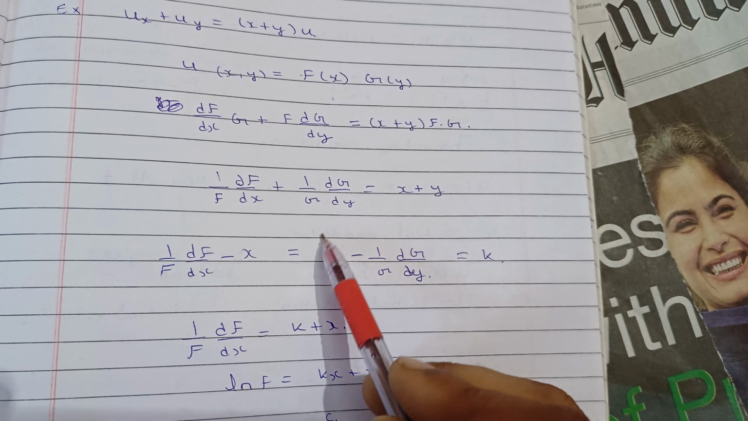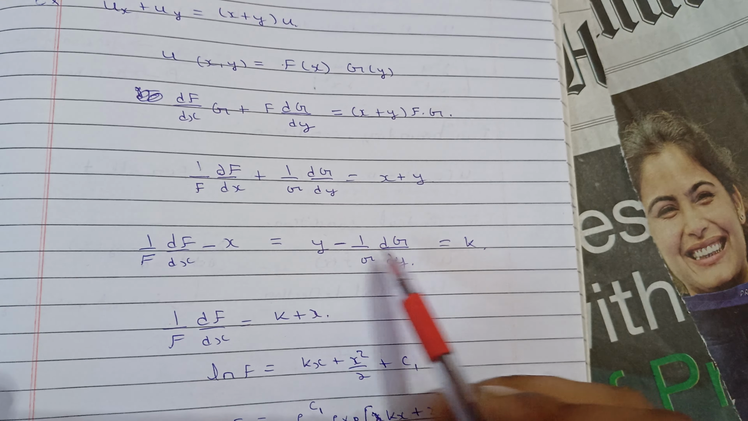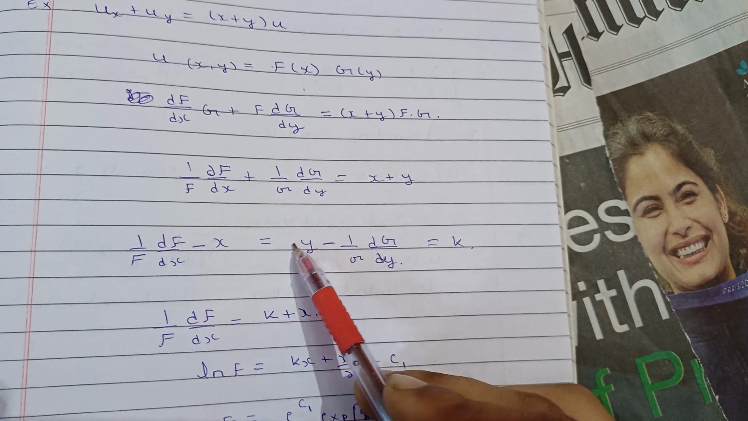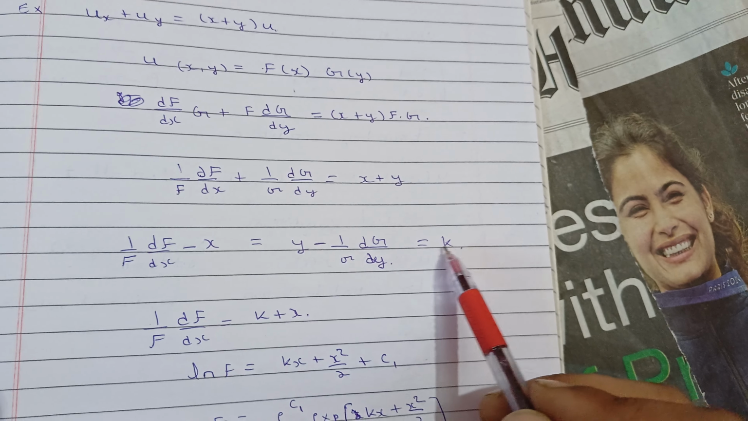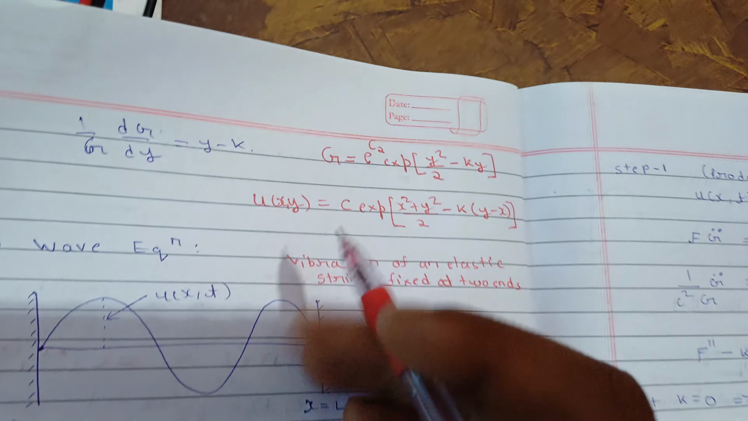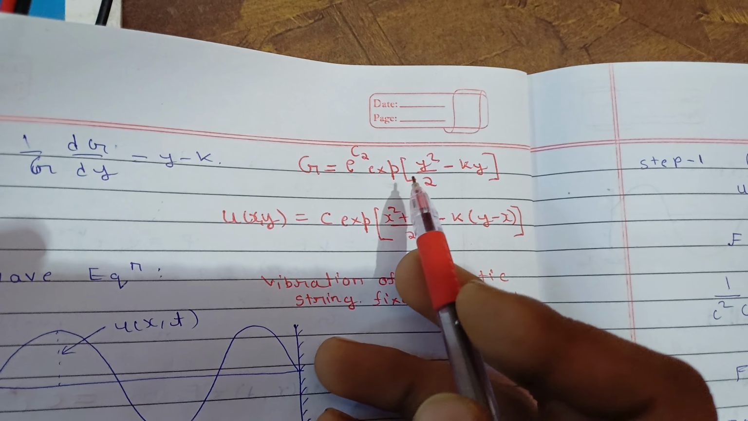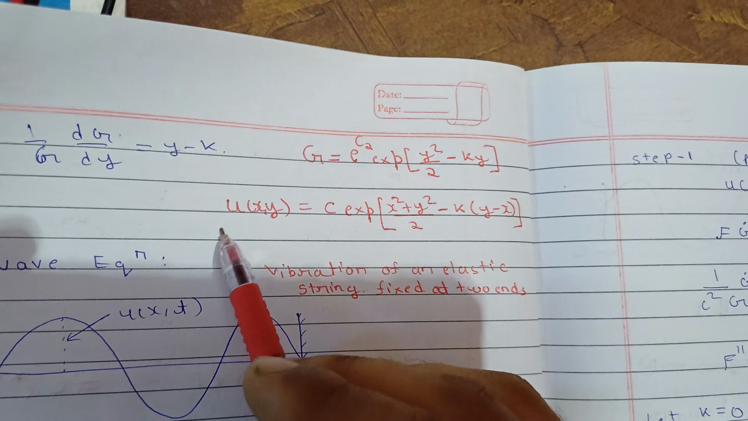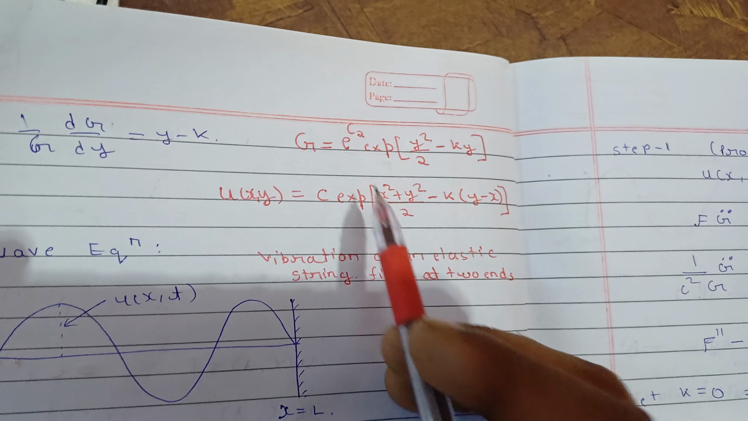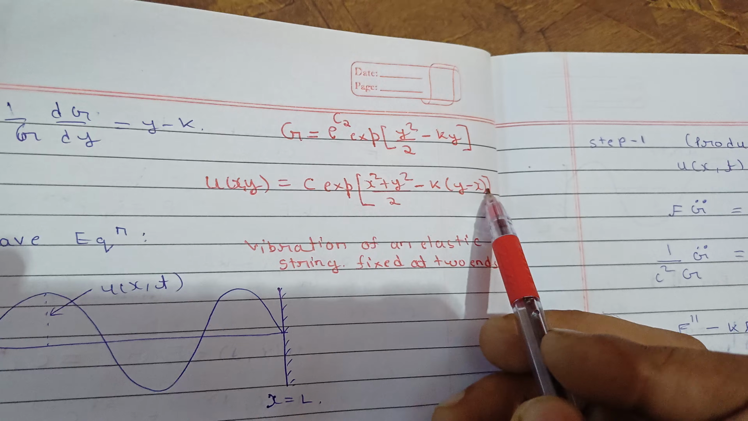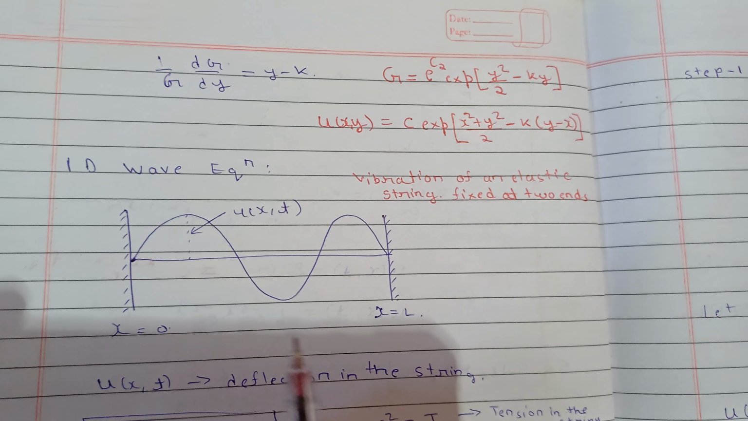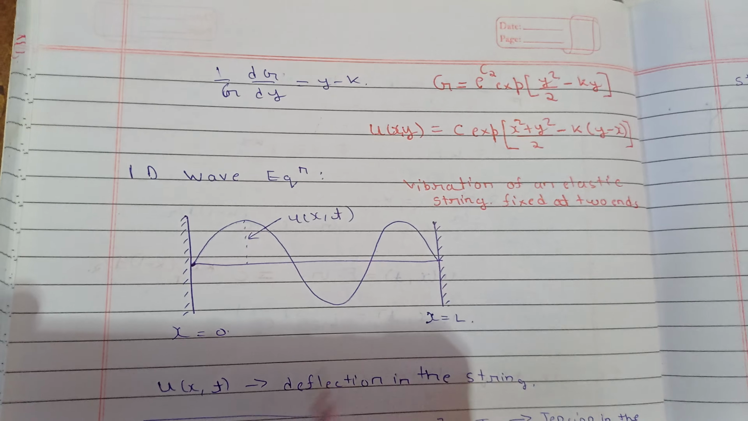Similarly, you can solve for y also. This equals y minus k, and take this dy with the y minus k, and (1 upon g) dg will give you log g, and you will solve this and you will get the solution like this. g will be c2 exponential of y square by 2 minus ky. Now u is the product of f and g, so it will give you c exponential of this term. So I hope you understand the method now. I am just clearing the method to you. Okay, so you must know how to use the product rule.